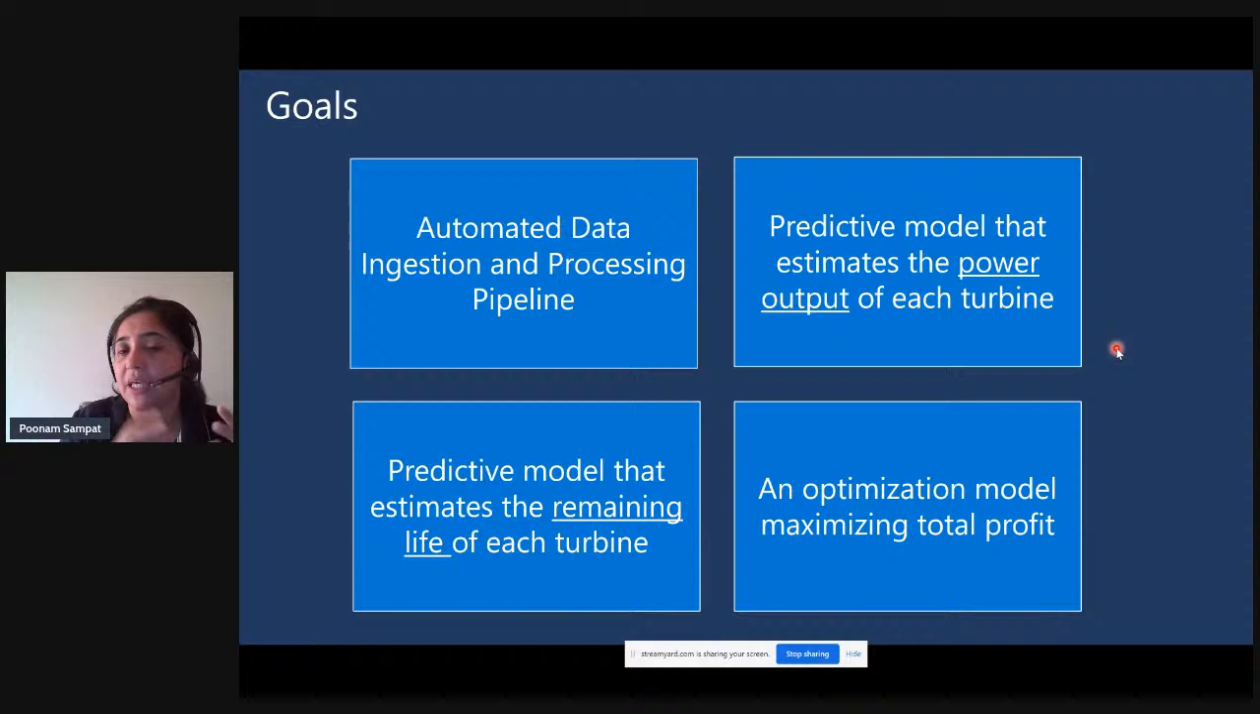The second thing that you want to do is predict the power output, right? So you want to create a model that helps you predict the power output, which maximizes it, obviously. And the other thing that you want to create is a model that helps you predict the remaining life of each turbine. Now, once you have these two models, you want to optimize it so that you're maximizing the total profit. So these are the broad goals that any business user will come and tell you: hey, I have this challenge and this is what I want to do.